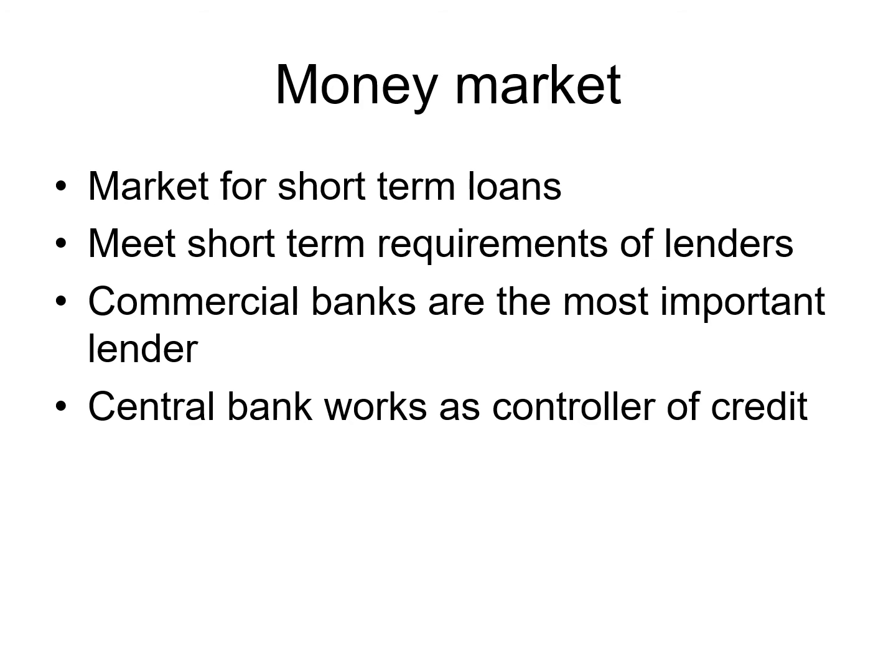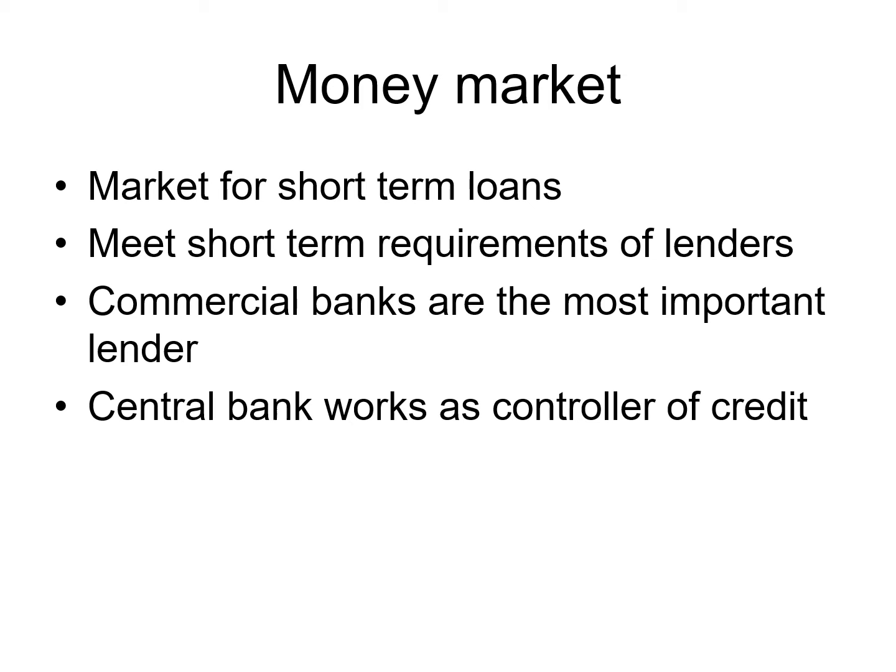So when we talk about types of financial markets, we have different types. First of all, we can say there is the money market. The money market is the market for short-term loans. These are the markets in which only short-term loans are provided, or instruments are bought and sold. Mostly these are debt instruments, and they are there to meet the short-term requirements of lenders.